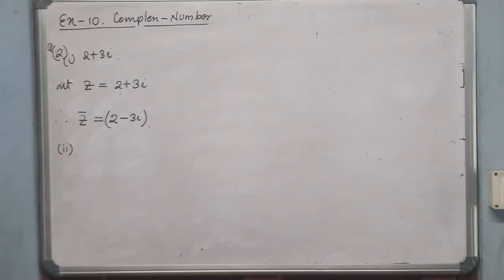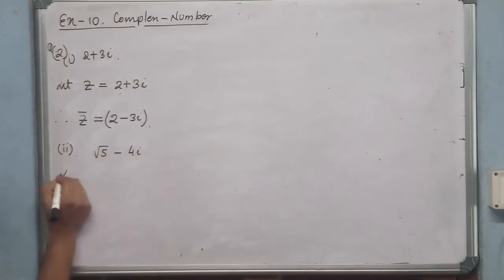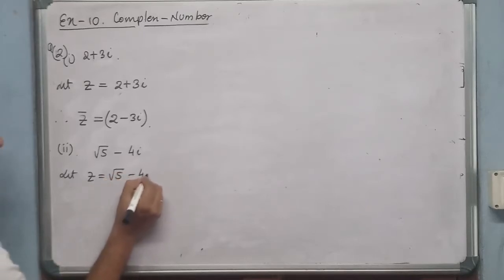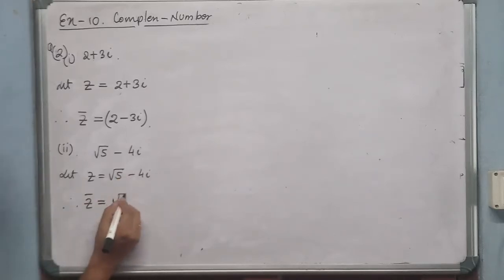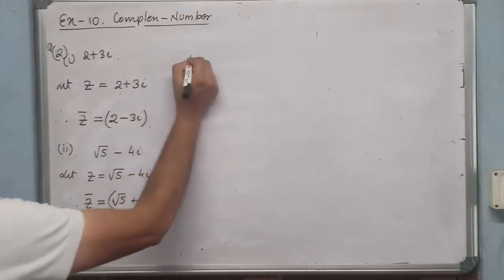Question number 2 is root 5 minus 4i. Let z equal root 5 minus 4i. Therefore, its conjugate z bar will be, you just have to change the sign, it is minus, then I'll write plus 4i. This is how we are going to calculate the conjugate of a complex number.